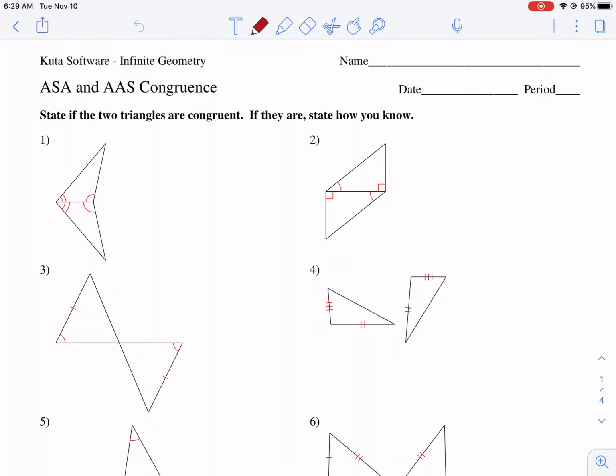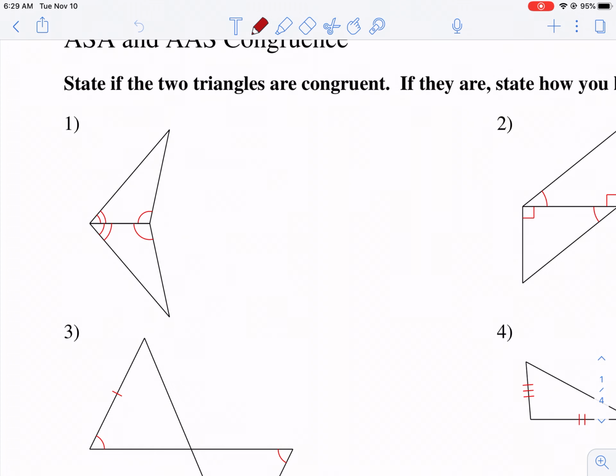Today we are taking on ASA and AAS congruence. I highly recommend you watch the SSS and SAS video before this. I'm going to kind of build off some of the lessons we learned in that video. But if this is your first time watching, that's great. Welcome aboard. I'm going to teach you how to do this in the most concise way that I know how. So let's go ahead and get started.